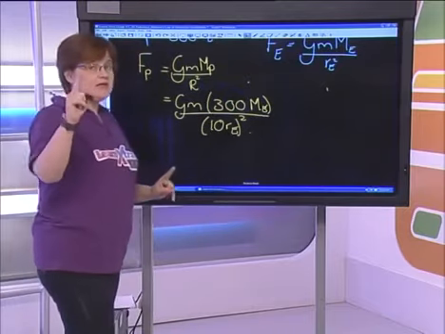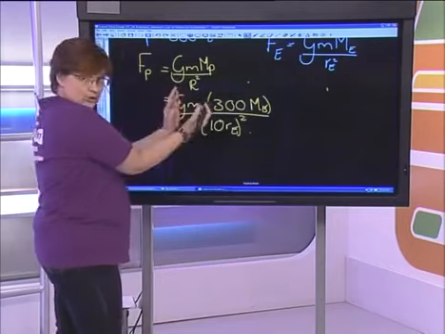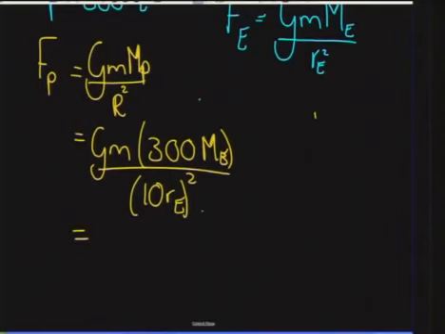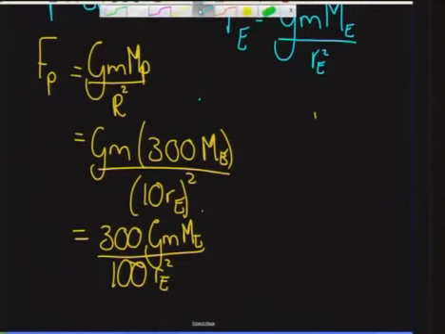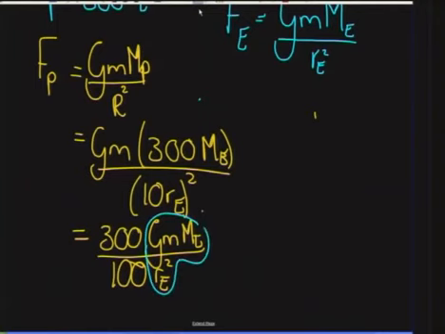I'm going to do the same thing I did last time. I'm going to take the value, the numbers to the front. So I've got 300 times G, mass of the Earth. 10 squared is 100. Sorry, wrong R. So this is 100 times R_E squared. Now watch here. This is the same as that.